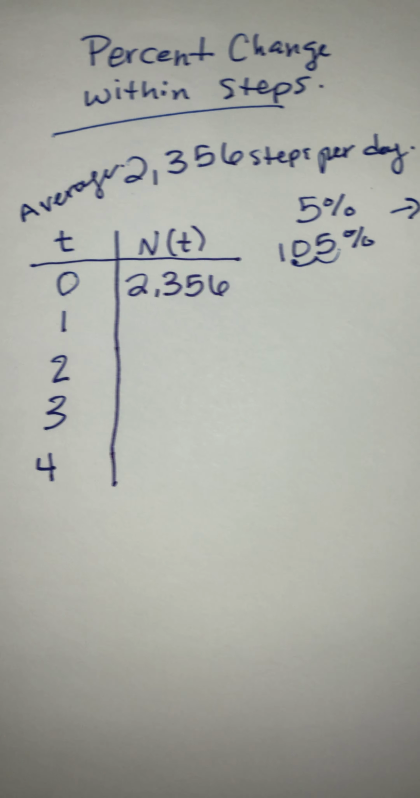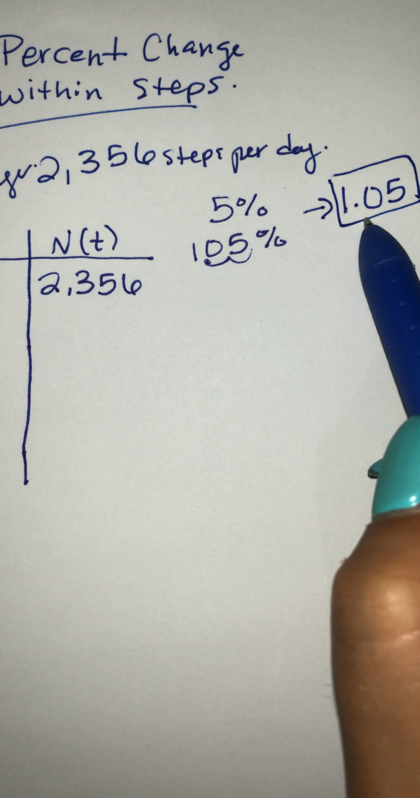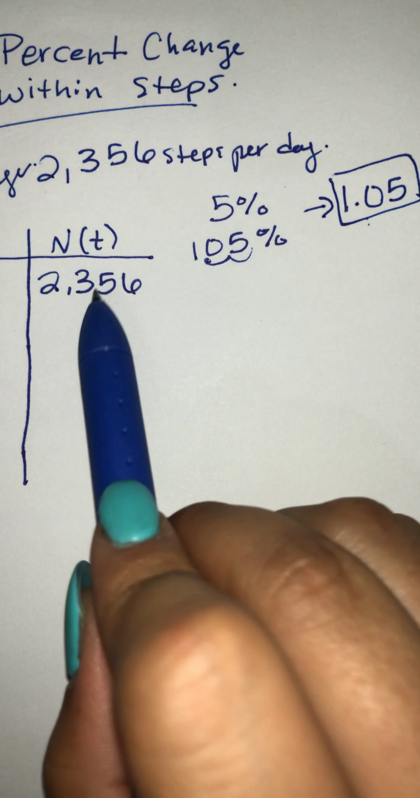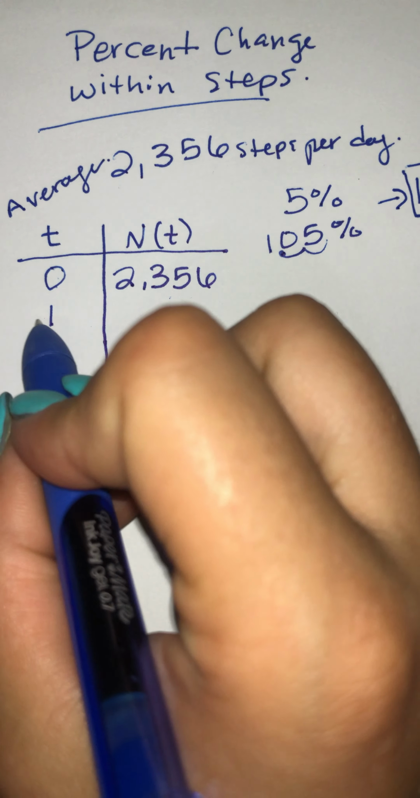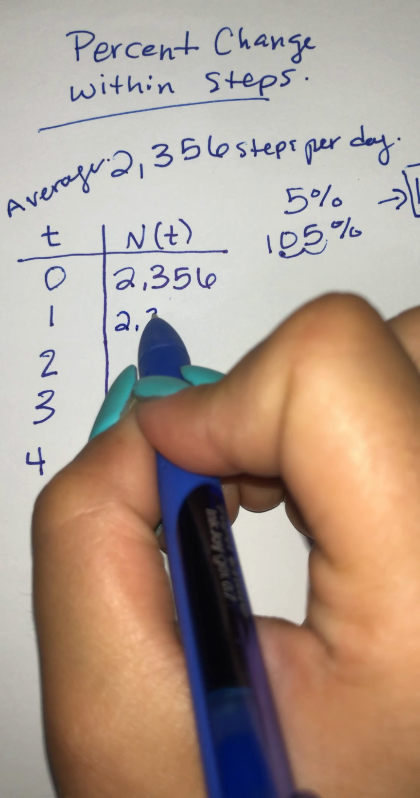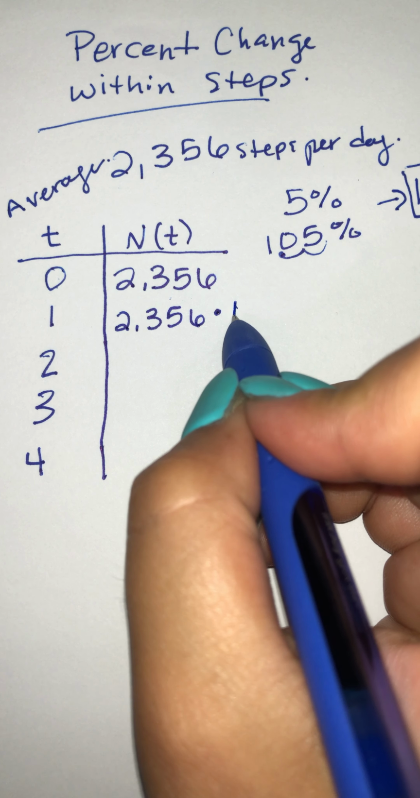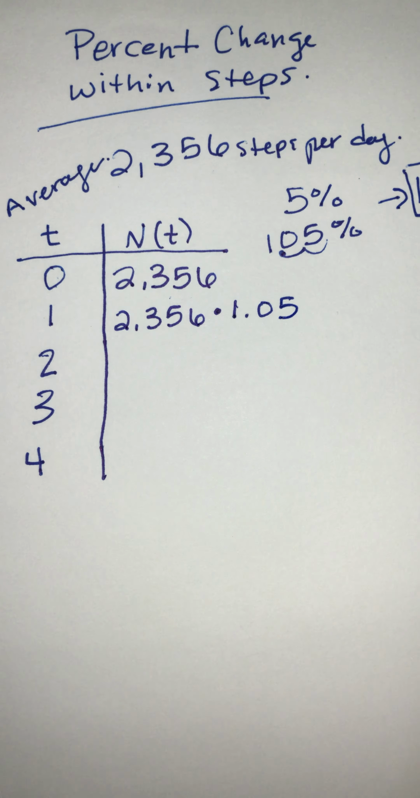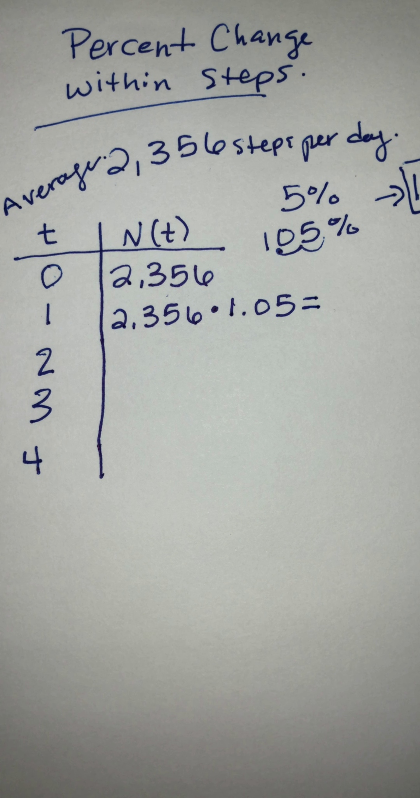Okay, so now that I know what I'm increasing by, I need to multiply this number with this number, so it's going to look like this. For week 1, we have 2,356 times 1.05. Okay, then I do the math. Handy dandy calculator. You don't have to do this by hand or anything, obviously.